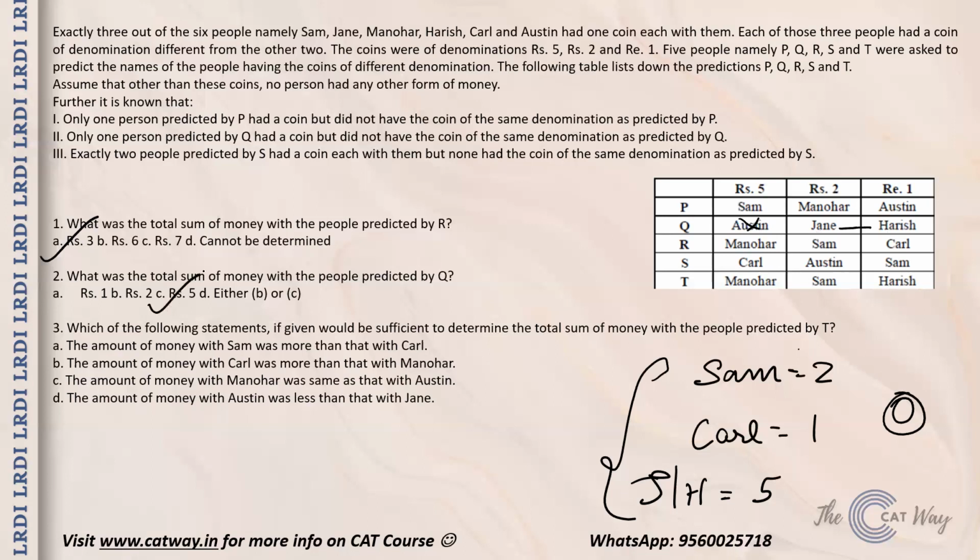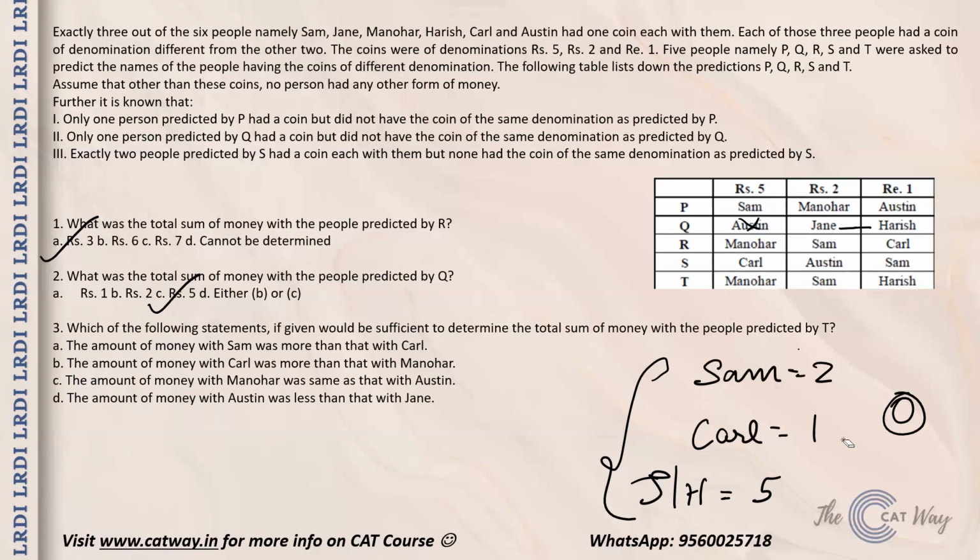The third question is: which of the following statements, if given, would be sufficient to determine the total sum of money with people predicted by T? Let us go through the options one by one. The first is that the amount of money with Sam was more than that of Carl. We already know that, so this is not helping us in any way. Second is that the amount of money with Carl was more than that of Manohar. We definitely know Carl has 1 and Manohar has 0. This statement is also not helping us in any manner.